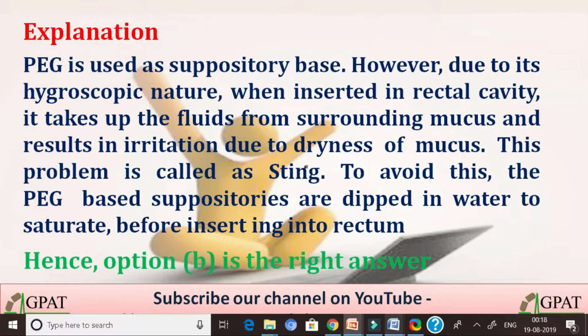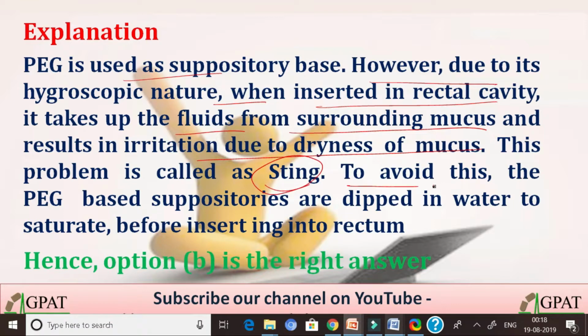Let's discuss with the help of the explanation that PEG is used as a suppository base. However, due to its hygroscopic nature, when inserted in the rectal cavity, it takes up fluid from the surrounding mucus and results in irritation due to dryness of the mucus. This problem is actually called sting. To avoid this sting, PEG based suppositories are dipped in water to saturate before inserting into the rectum. So option B is the correct answer.